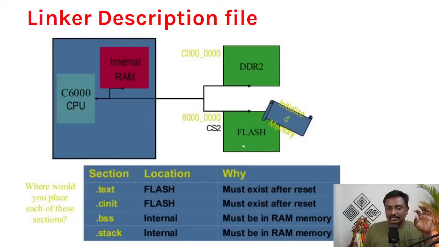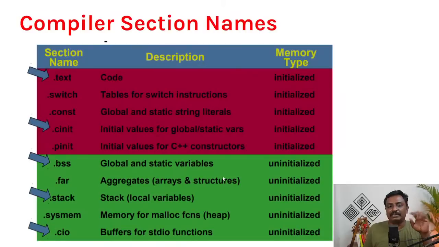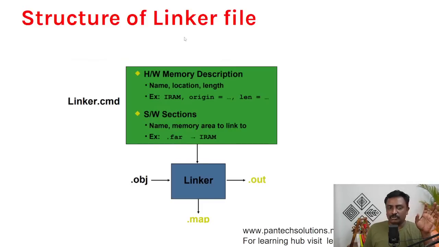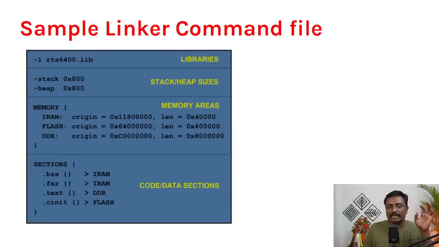This description will be there in the linker file. So .text, .switch, .const, .cinit, and .pinit have to be in initialized memory. The memory type is initialized memory, which means flash memory. BSS, stack, and CIO are uninitialized memory, which has to be stored in the RAM. The linker file language is quite different from manufacturer to manufacturer. I'll show you a sample linker file from a DSP processor from Texas Instruments. The sample linker file for the ARM Cortex-M4 series from ST Microelectronics will be quite different.